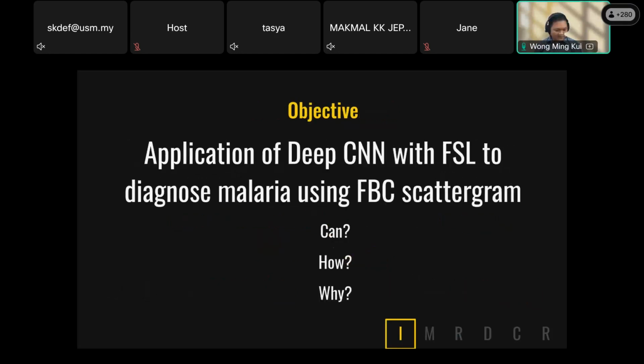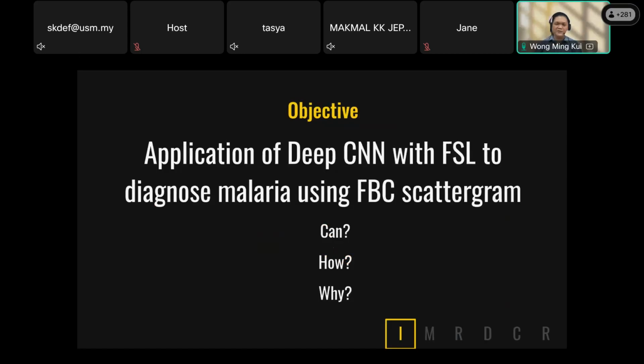So the objective of this research is to apply deep CNN with FSL to diagnose malaria using the FBC scattergram. Basically, this is a proof of concept research.